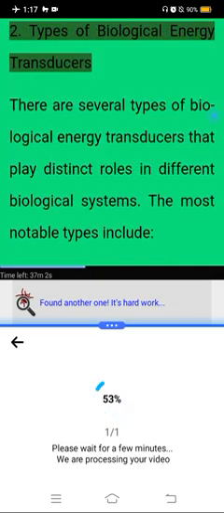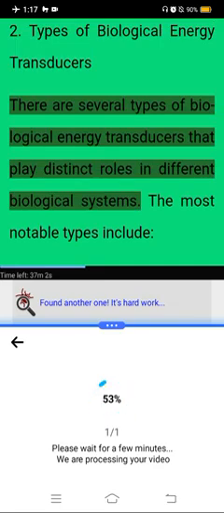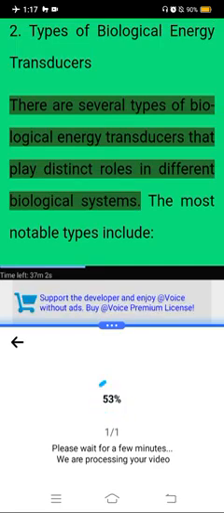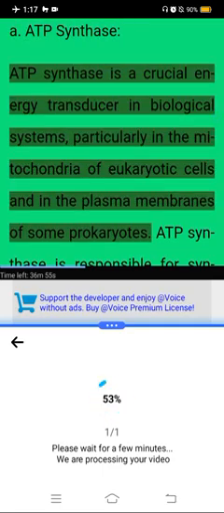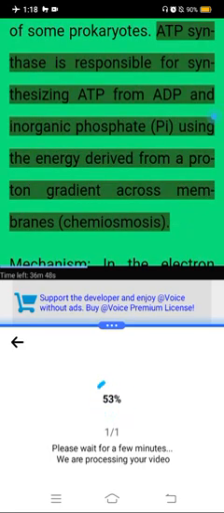2. Types of biological energy transducers. There are several types of biological energy transducers that play distinct roles in different biological systems. The most notable types include A. ATP synthase. ATP synthase is a crucial energy transducer in biological systems, particularly in the mitochondria of eukaryotic cells and in the plasma membranes of some prokaryotes. ATP synthase is responsible for synthesizing ATP from ADP and inorganic phosphate using the energy derived from a proton gradient across membranes, chemiosmosis.